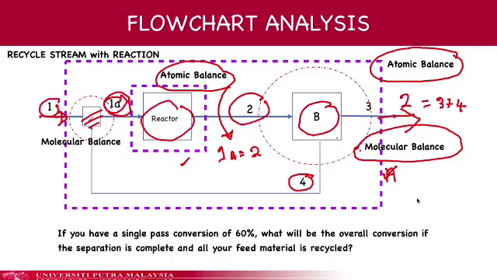Just a question to ponder. If you have a single pass conversion of 60%, what will be the overall conversion if the separation is complete and all your feed material is recycled back to your feed stream? Just relook at which of the 4 boundaries that you developed will cater for this question.